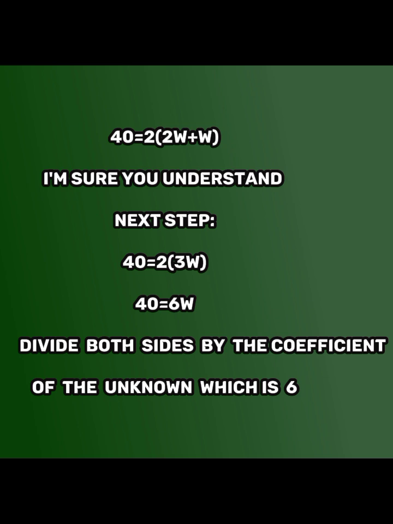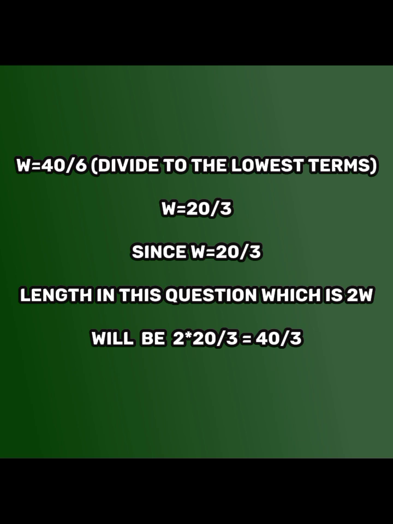Proceeding, we have 40 equals 2(3w). We got the 3w by adding 2w to w. That's collecting like terms. Now we multiply what is in the brackets by 2 and we'll have 6w. Now 40 equals 6w. Just as I told you the last time, you divide by the coefficient of the unknown. The unknown here is w and the coefficient is 6, which is beside it. So we divide both sides by 6. w will now be equal to 40 over 6. And when you reduce to the lowest term, you have 20 over 3.